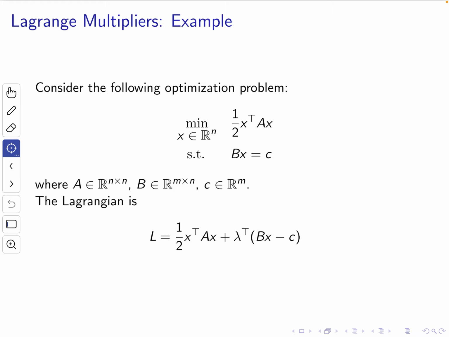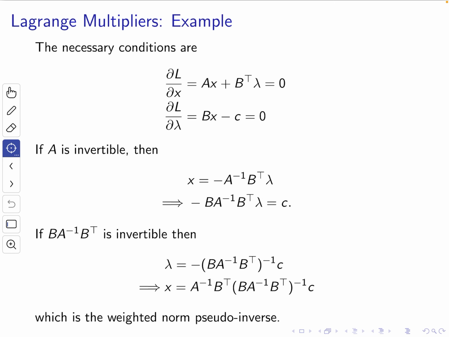Okay, here's another example. Consider this optimization problem where we have a quadratic form, 1/2 x transpose Ax, subject to a linear constraint, Bx equals c. So for the Lagrangian, I'm going to have f plus, now this is a set of constraints, so I'll have lambda transpose (Bx minus c). My necessary conditions will be the partial of L with respect to x equal to 0, and the partial of L with respect to lambda equals 0.